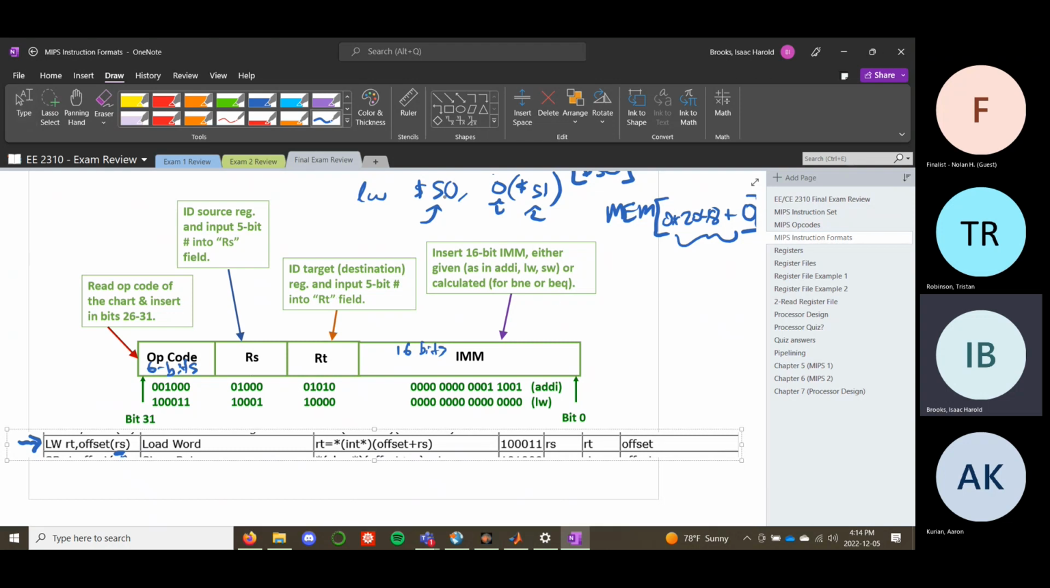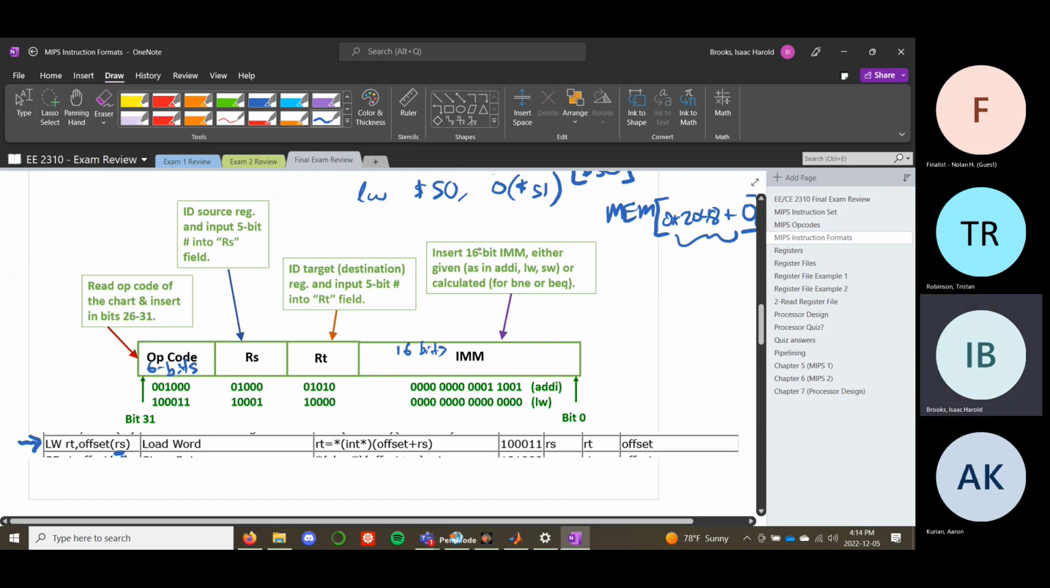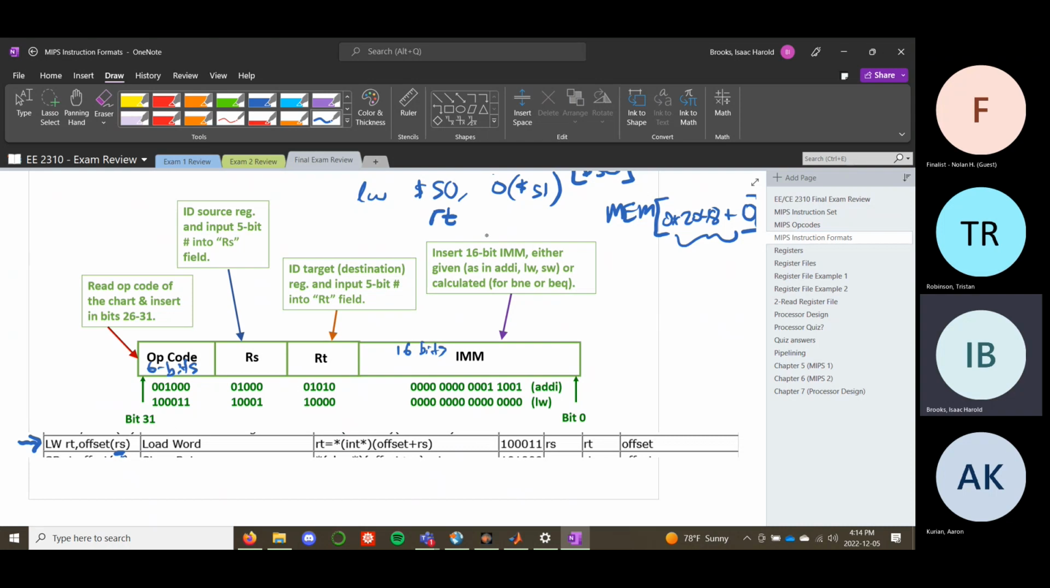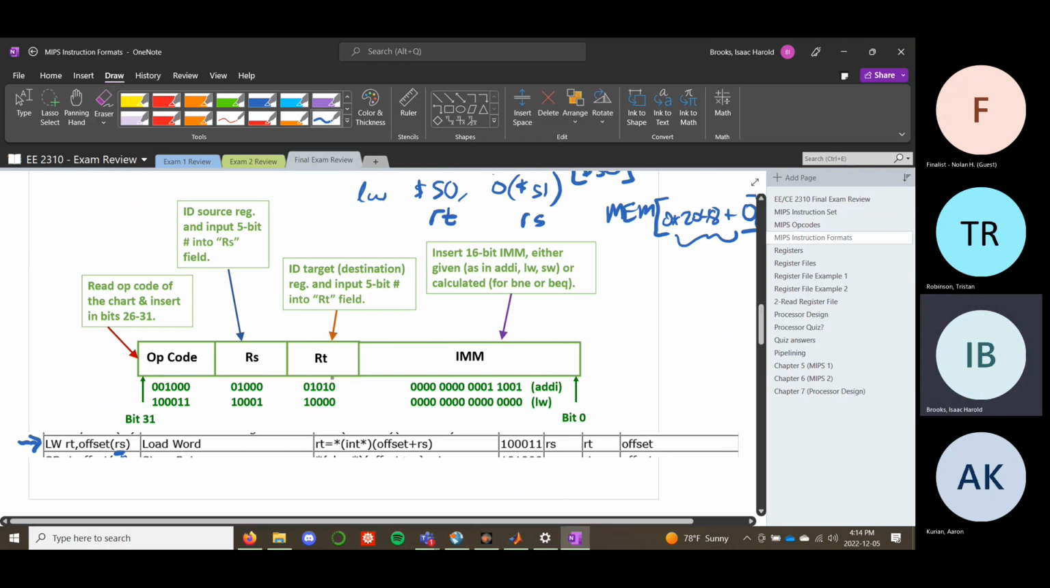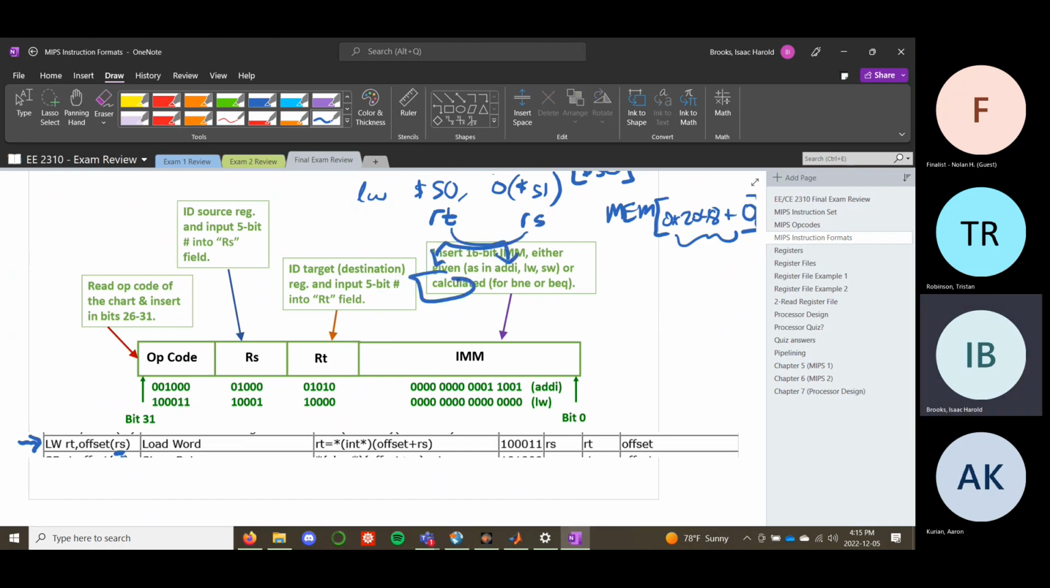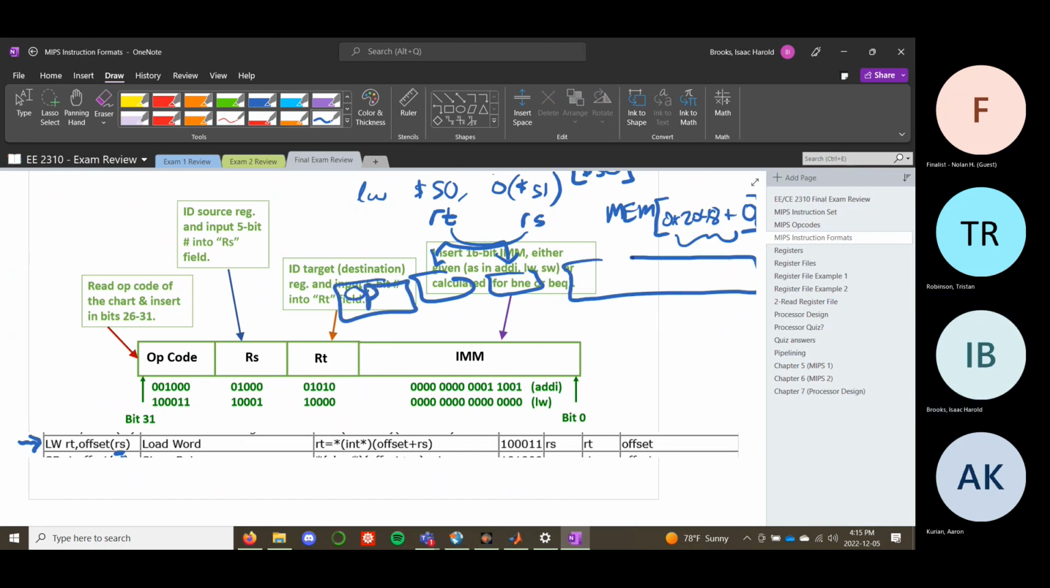So if our command was load word S0 with an offset of 0 and S1, then let's assign our RS and our RT. So RT is this one, and RS is inside the parentheses. That's RS. So if we look at how that gets mapped into memory, RS comes first and RT comes second. This would be our register, opcode, and immediate. So they do kind of get switched.